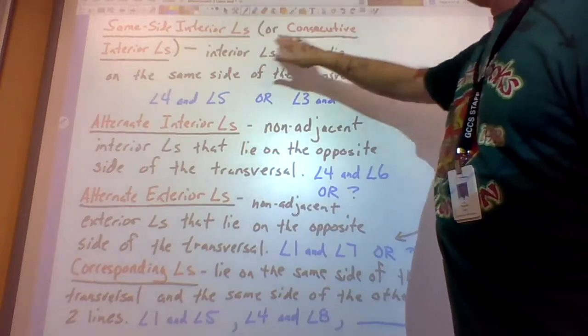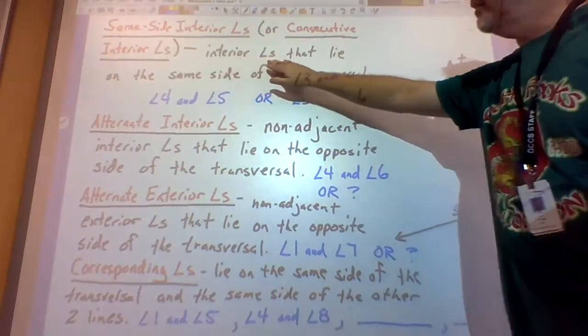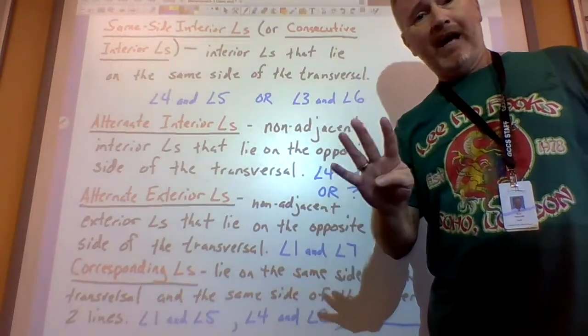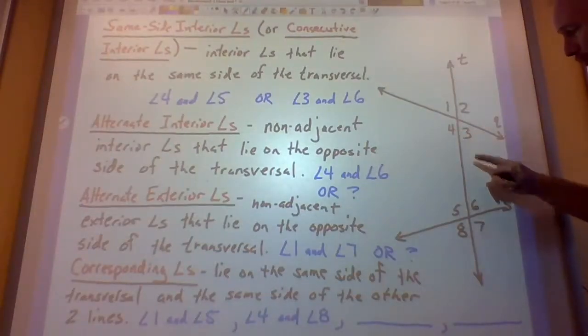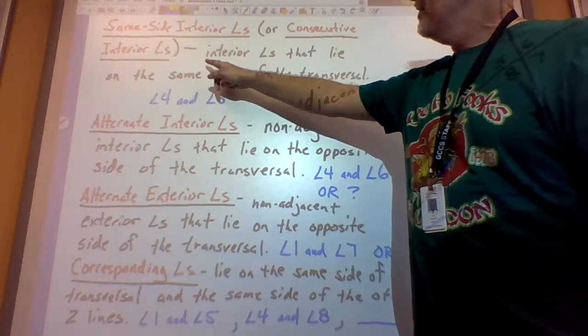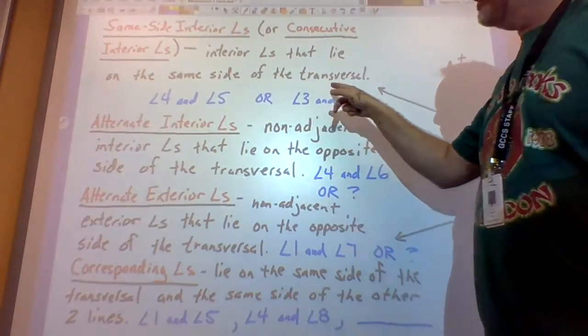All right. So same side interior. Nerds call it consecutive interior. Obviously, we're going to use same side interior. They're interior angles. So right off the bat, you've got it narrowed down to 4, because there's only 4 interior angles: 4, 3, 5, and 6. They're interior angles that lie on the same side of the transversal.